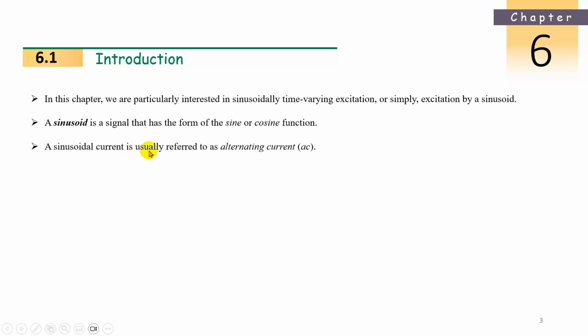A sinusoidal current is usually referred to as alternating current. So AC current is also known as sinusoidal current. Both are the same. We are interested in sinusoids for a few reasons. Why do we go for sinusoids? Why not always direct current? Why do we have to study sinusoids? Nature itself is characteristically sinusoidal. Nature itself, meaning biological, like sound waves and tidal waves. How are the tidal waves? Sine waves. When the tides come in the water, they come as sine waves. So that's what we call sinusoidal waves.